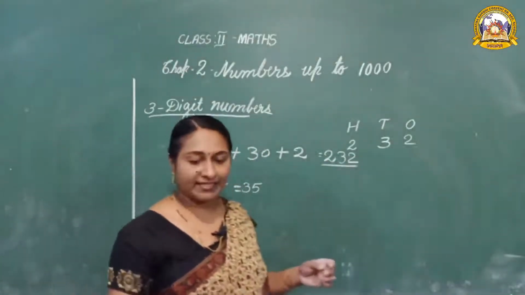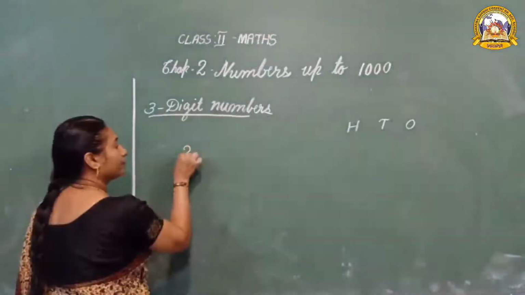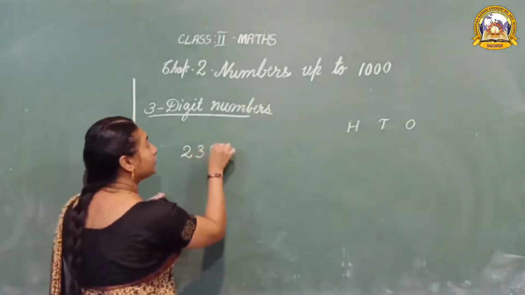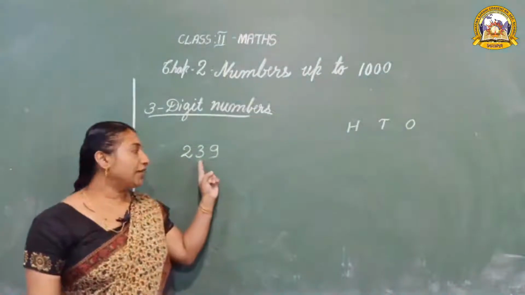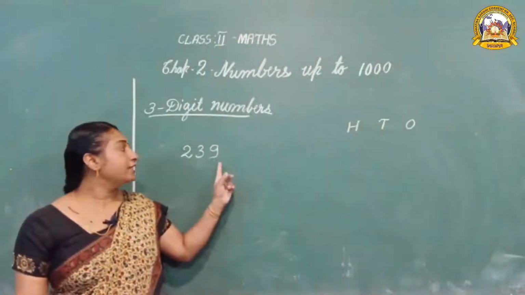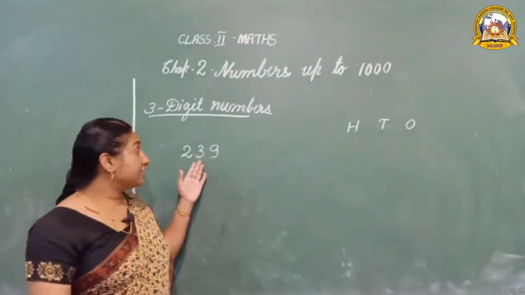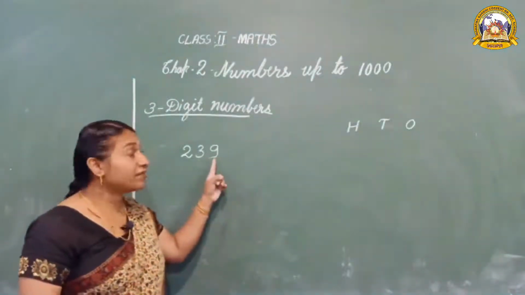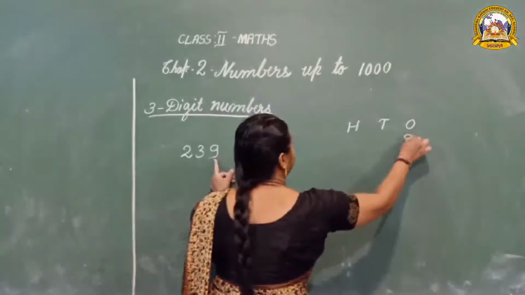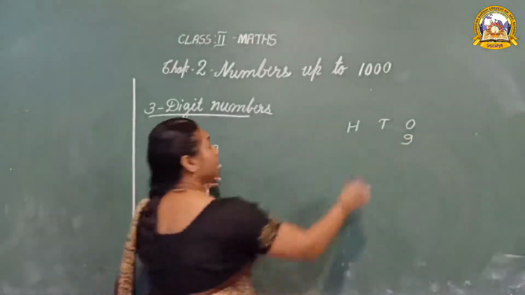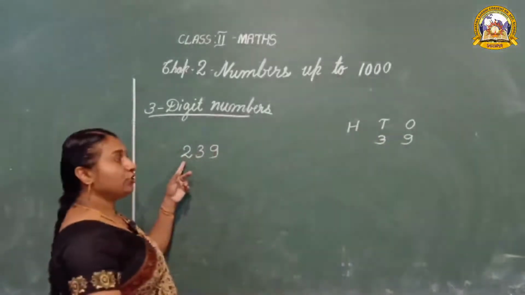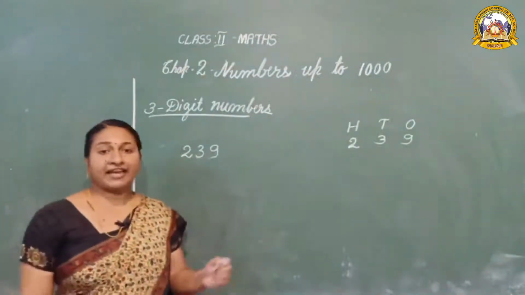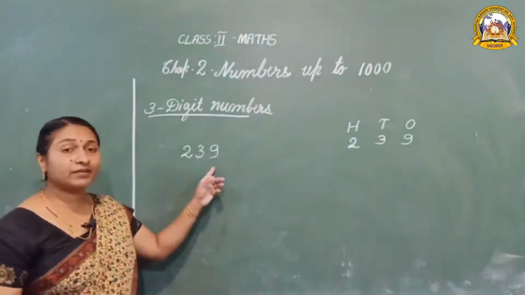I shall give more examples to make it understood. Okay, children, listen here. One more example: 239. Read it. 239. Let us arrange this number in the place value chart. First, how many ones are there? Yes, 9 ones. Next, 3 tens. Next, 2 hundreds. How can we write the expanded form or long form of this number?